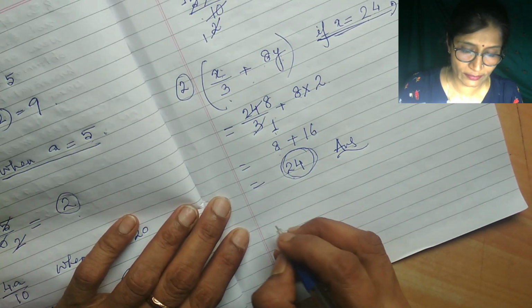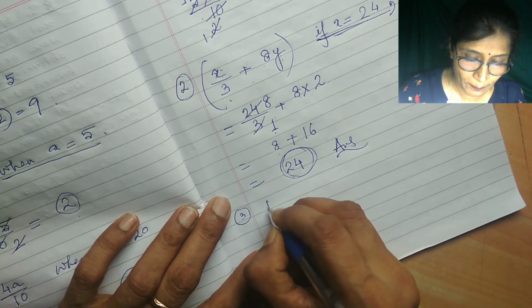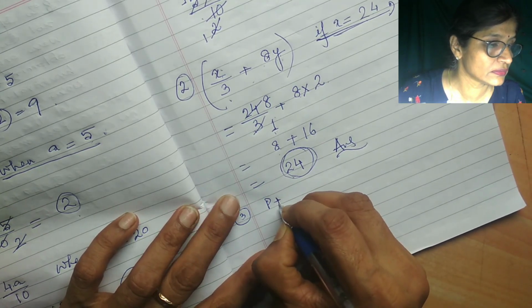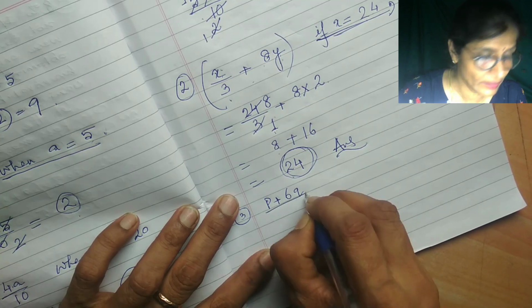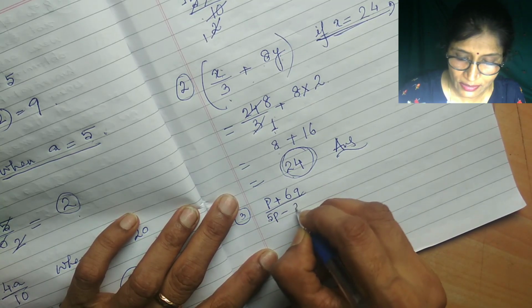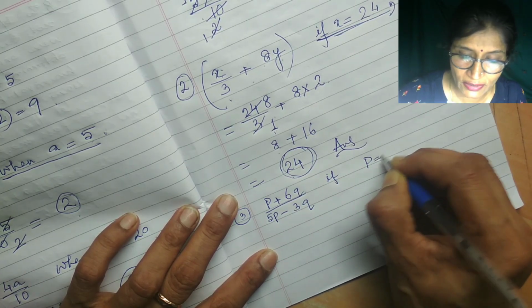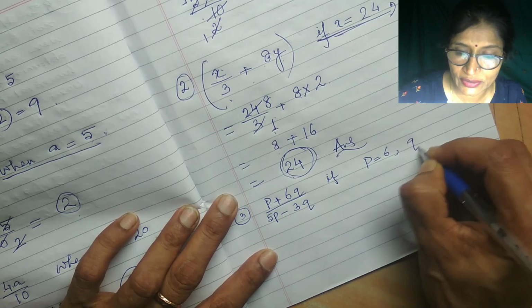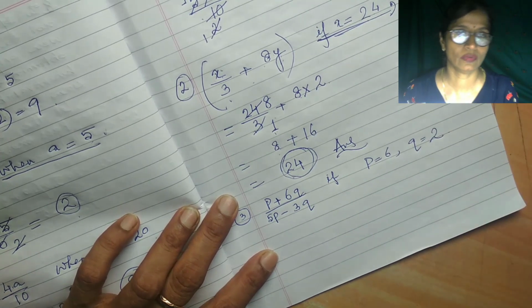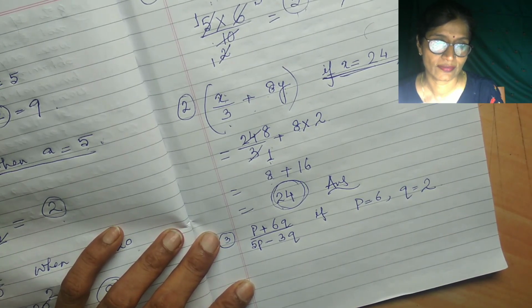Next sum is that p plus 6q divided by 5p minus 3q, if it is given p is equal to 6, q is equal to 2. Okay. All of you think? I'll wait just for a few minutes.